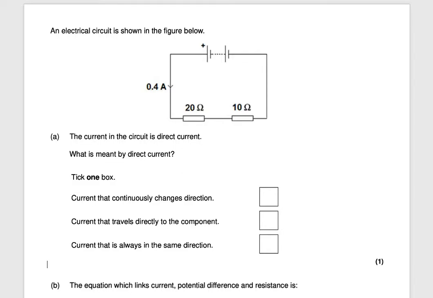Our first exam question states an electrical circuit is shown in the figure below. The current in the circuit is direct current. What is meant by direct current? So remember the clues in the name: direct current. It's current which is always in the same direction, and that would get you 1 mark.